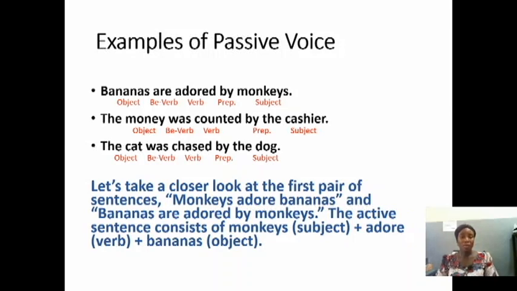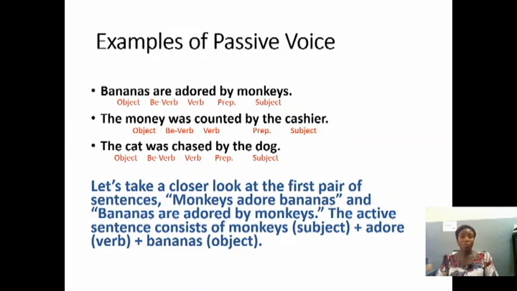"The money was counted by the cashier." The money is the object, followed by "was counted," which is the be verb plus the past participle "counted." "By" is the preposition. The cashier is the subject. The same example also goes for the third example on the board, which is "The cat was chased by the dog."